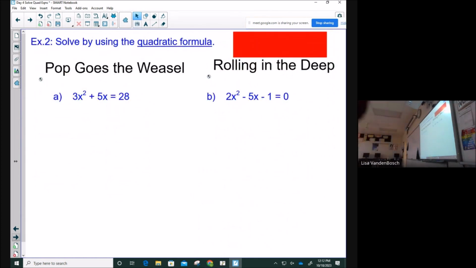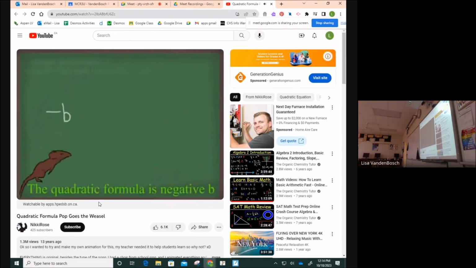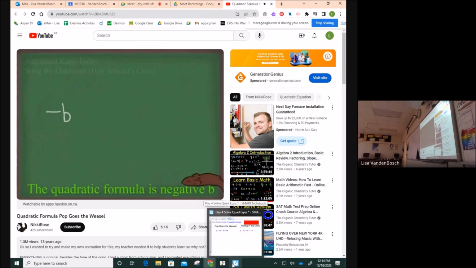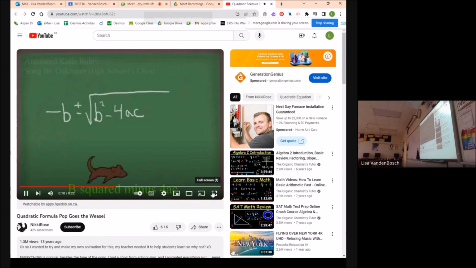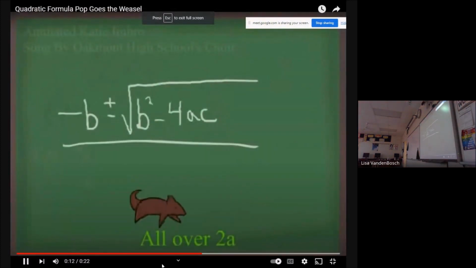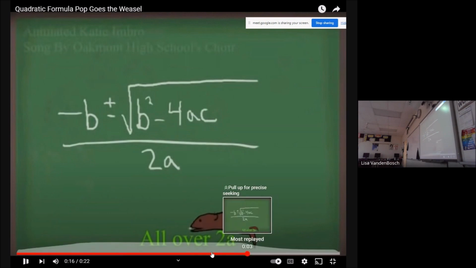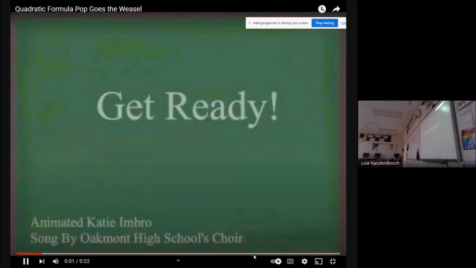Okay, this is the quadratic formula. Everybody remember the quadratic formula? I love it. Which one do we want? Both. Quadratic formula's negative b plus or minus the square root of b squared minus 4ac all over 2a. This sound really haunts me. Yeah, it does.